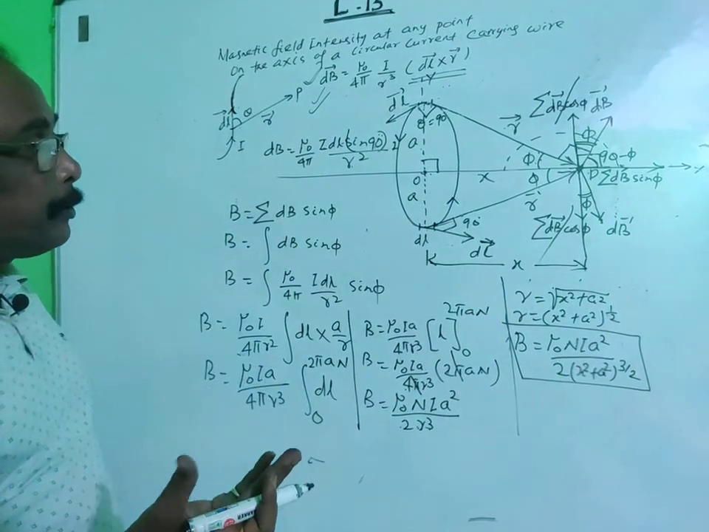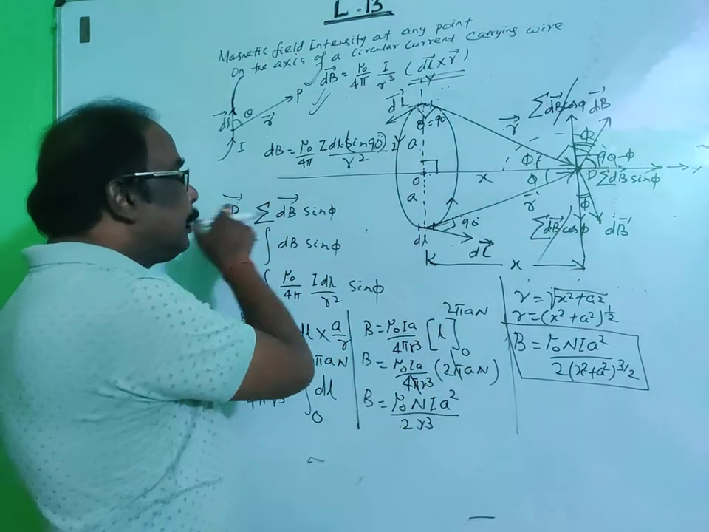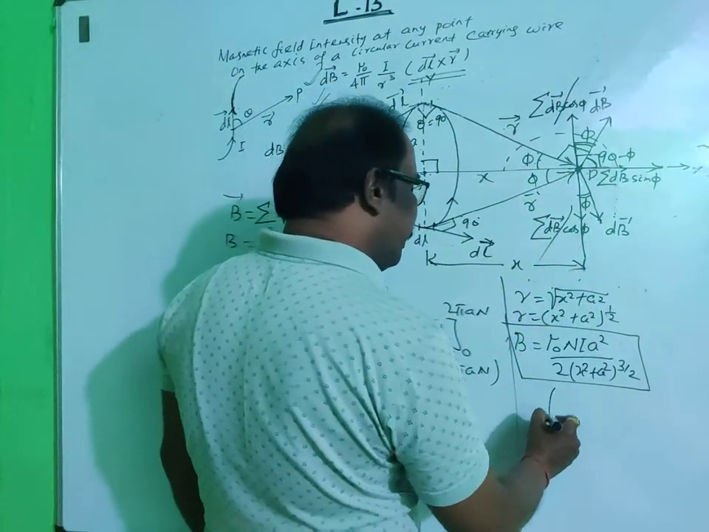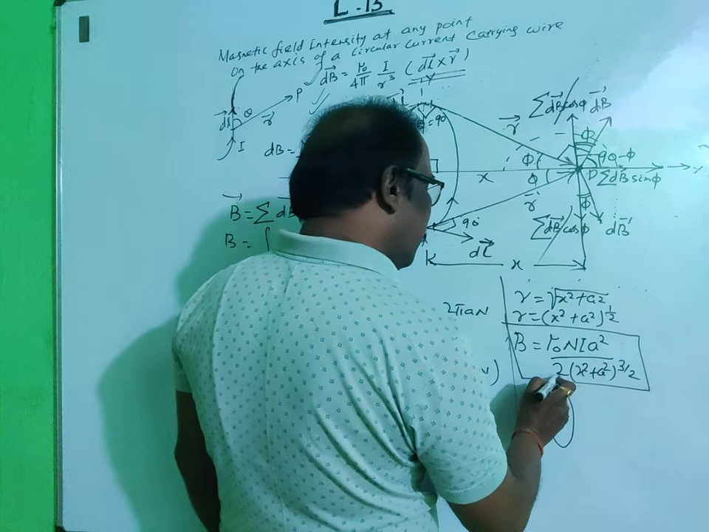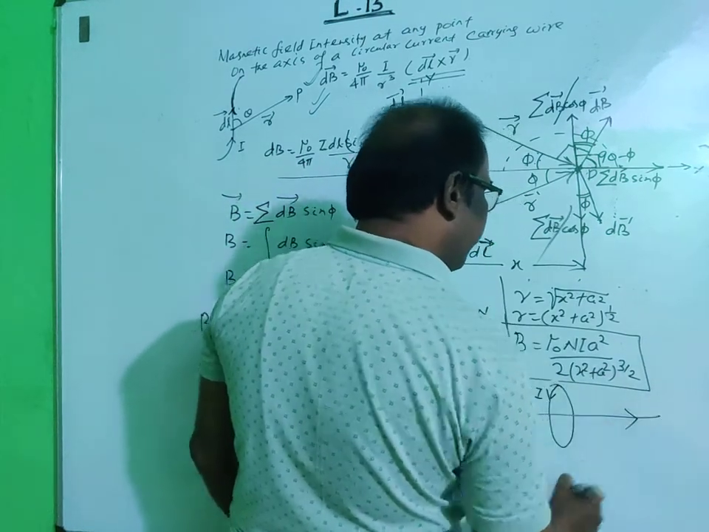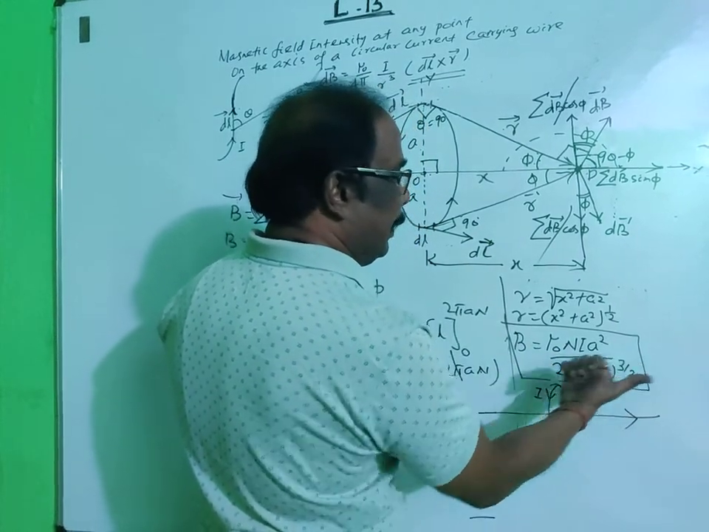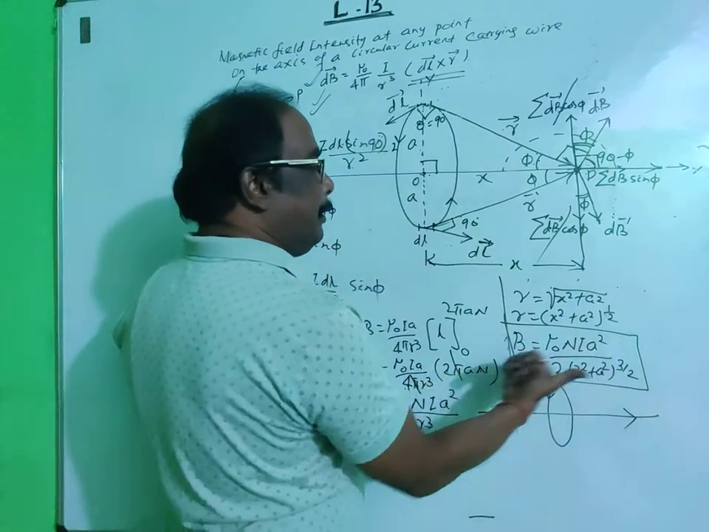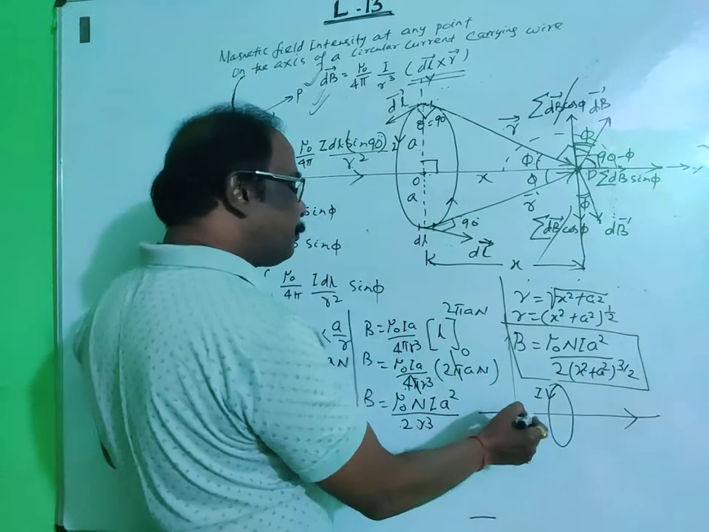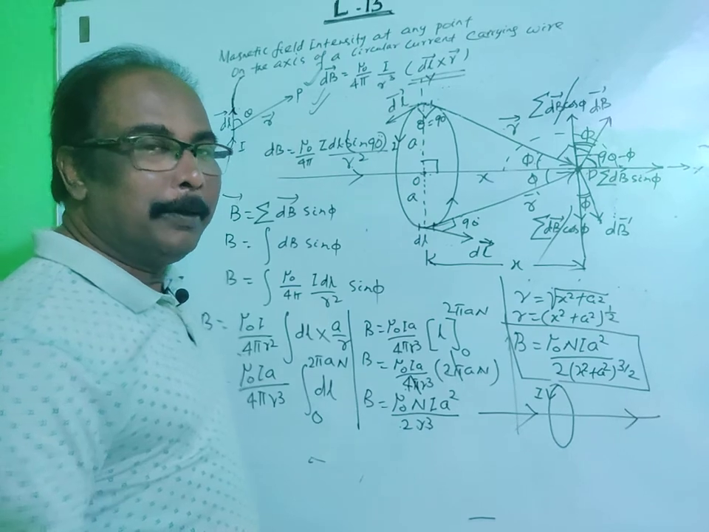Then what about direction? See, the direction of magnetic field is along the direction of the sum of dB sin phi. If current is flowing in anticlockwise order, the direction of B is outward, along positive x axis, on both sides. This side also, direction will be the same. Y direction will vary. We have already discussed this from the very beginning of the class.